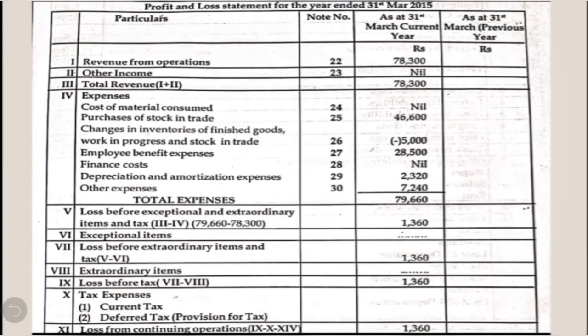Coming to the second step, that is preparing the profit and loss account. Here in note number 22 we are going to show revenue from operation. Total of this note is 78,300. Note number 23 is nil. Total revenue is 78,300. From that we are going to deduct the various expenses. Note number 24 is nil, 25 is 46,600, 26 is minus 5,000, 27 we get 28,500, 28 is nil, 29 is 2,320, 30 is 7,240. So when you take the total from 24 to 30, the total expenses will come to 79,660.